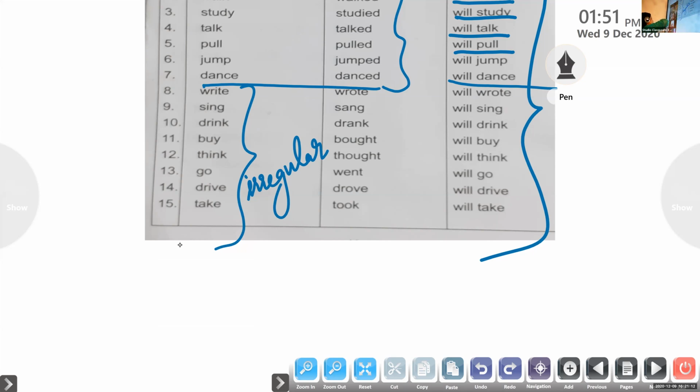Bring? Bring. No. How come? I've told you to revise it, no? Bring is? Children, please do learn these two tables. Brought. Brought. Bring it is brought.